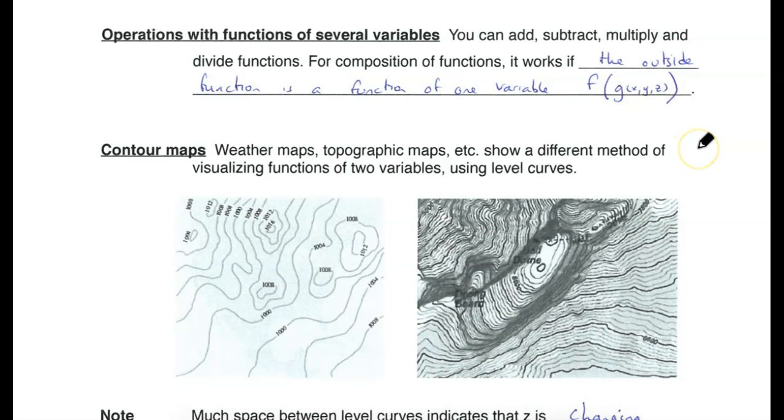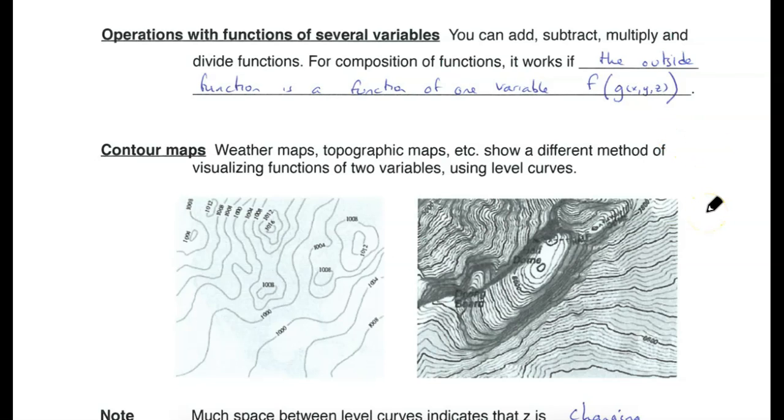What are we allowed to do with functions? We can add them, subtract them, multiply them, and divide them. We just have to be careful if we want to compose functions, f of g of something. The outside function, in this case f, is going to be a function of one variable, because g of xyz or g of xy is always just one number. We talked about that. The range of these functions is a single value. So that means function f is only f of x, a function of one variable. So you can't compose f of xy and g of xy. Well, you could, but you have to be more creative.